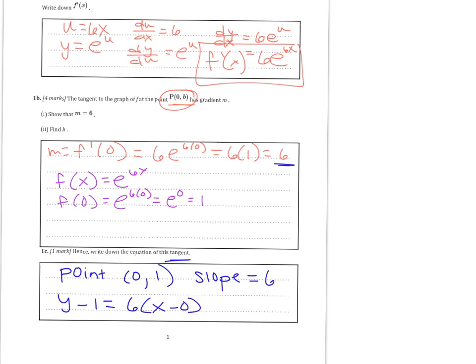One thing to note is that unless they specify that they want the equation in the form y equals ax plus b or anything similar, you can leave that in point-slope form. There's no reason to simplify it if you don't have to.